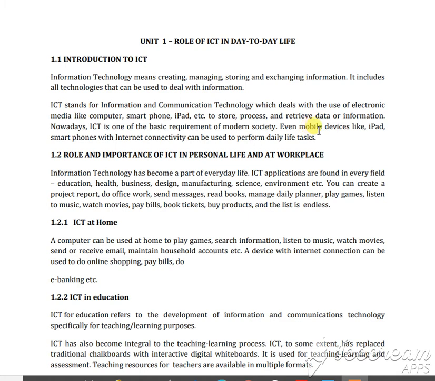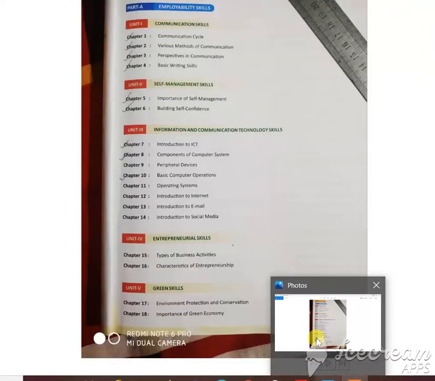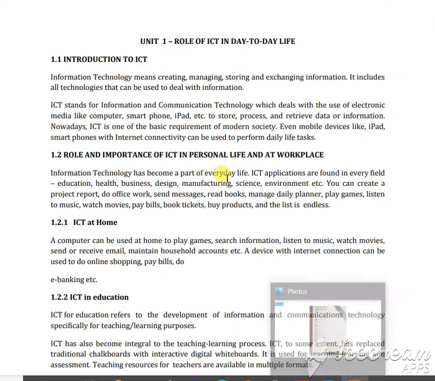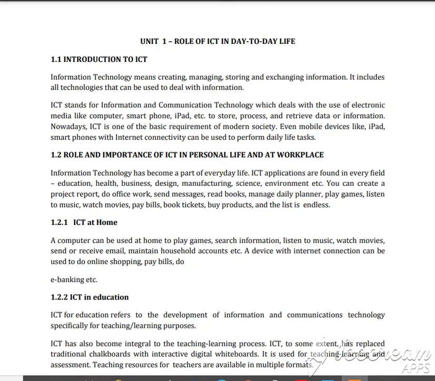Students, today I'm going to start a new chapter under your Employability Skill, that is your Unit 3. Okay, so Unit 3 I'm going to start. See this thing, I think you can visualize this particular thing. So under this particular skill, that means under this particular phase, you can see what we are going to study.